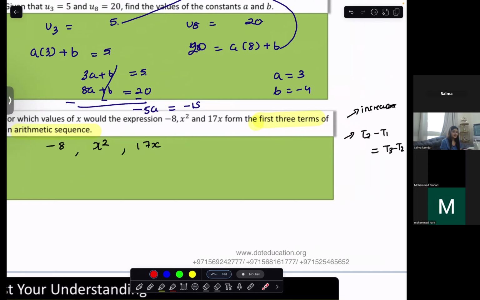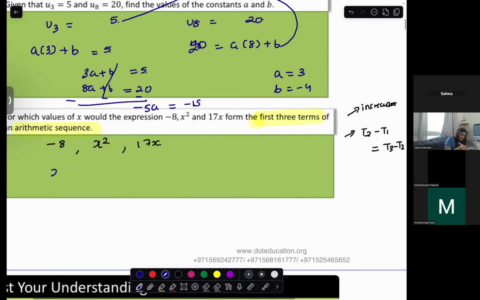What can I think? So we can do T2 minus T1 equals T3 minus T2. This is my T1, T2, and this is T3. This will be equal to T3 minus T2. And then we can just bring everything onto one side.